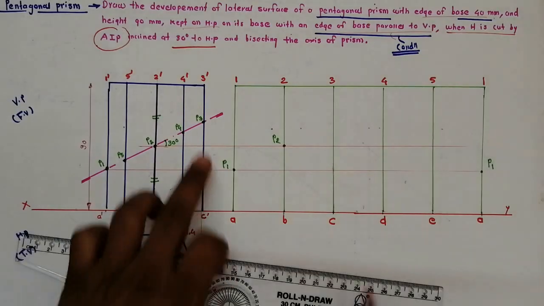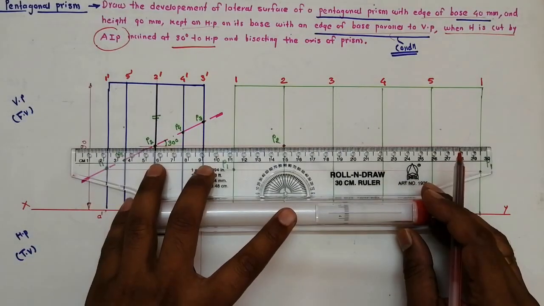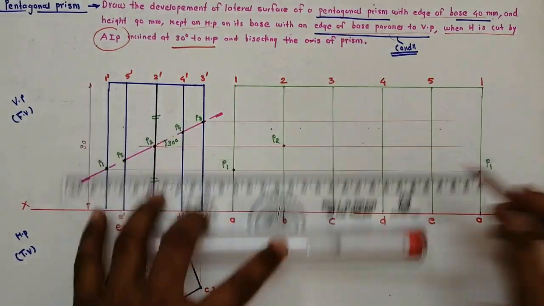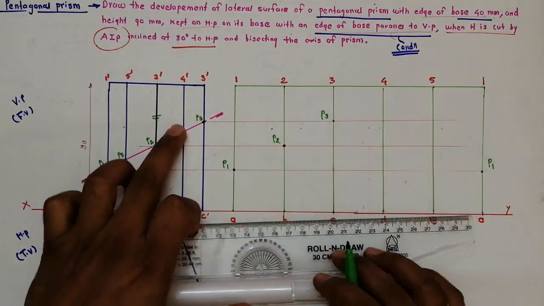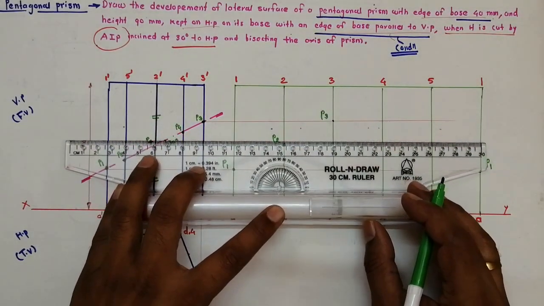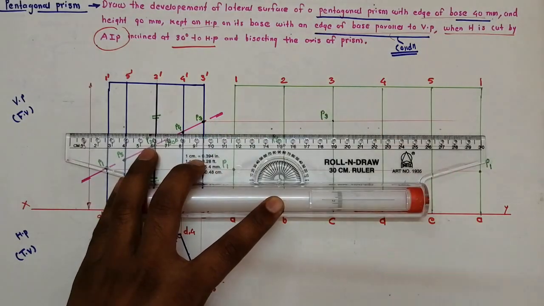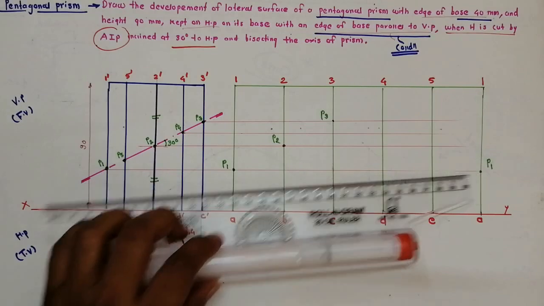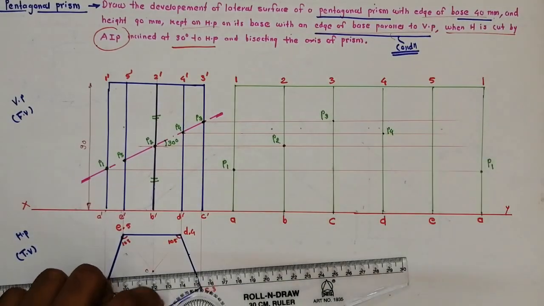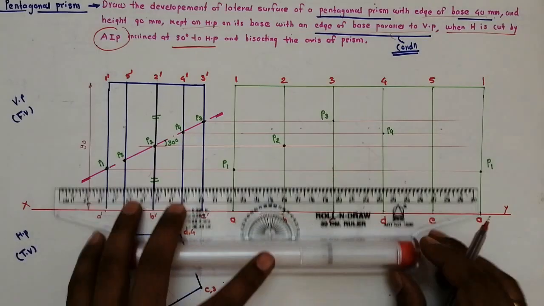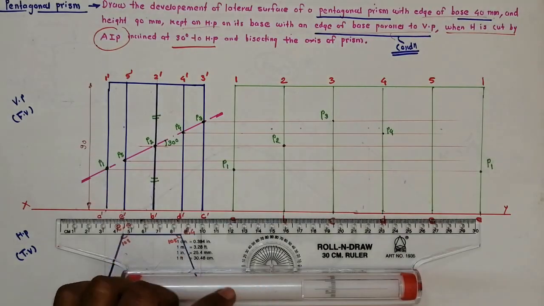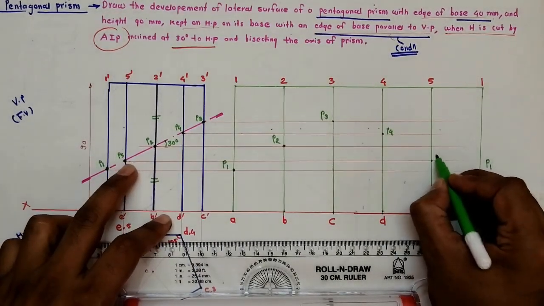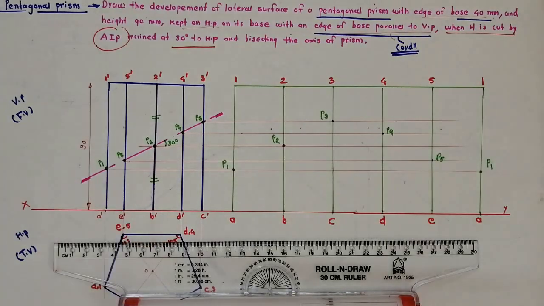Okay, then P3 is on C3, so P3 goes here. Okay, now P4 is on D4. So this is P4, and this P5 is on E5. So this is P5. Okay, so we have drawn this, we have transferred the intersections.